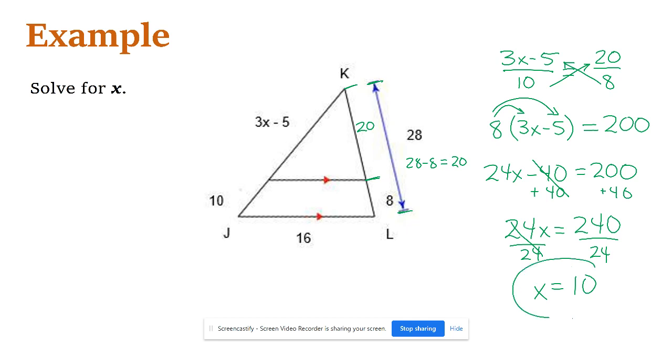And if I want to check and see if that makes sense, I can plug it back into this angle here. So 3x minus 5, I'll take 3 times 10 minus 5, and that gets me 25, which seems pretty reasonable. 25 and 10 on the left, 20 and 8 on the right.